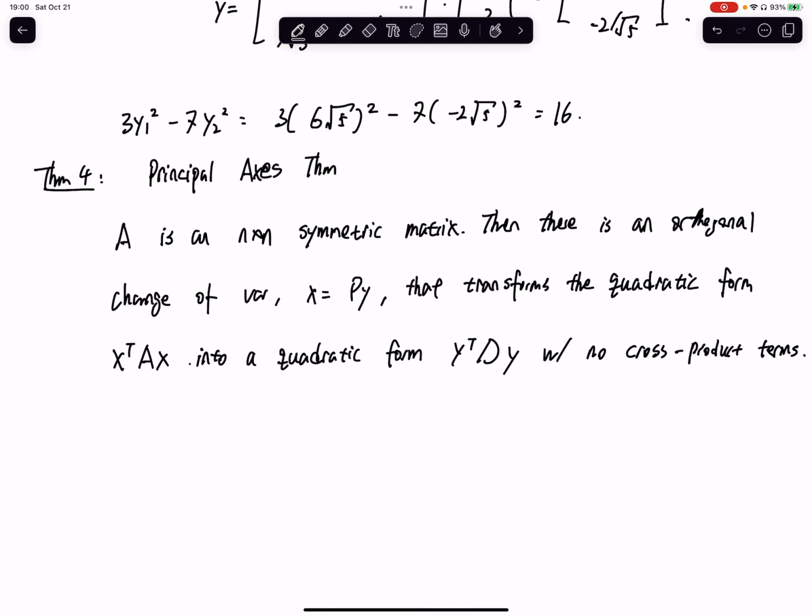Yes, this theorem only states the existence, but the calculation is very practical. The columns of P in this theorem are called the principal axes of the quadratic form x transpose Ax, and the vector y is just the coordinate vector of x relative to the orthonormal basis of Rn given by these principal axes.